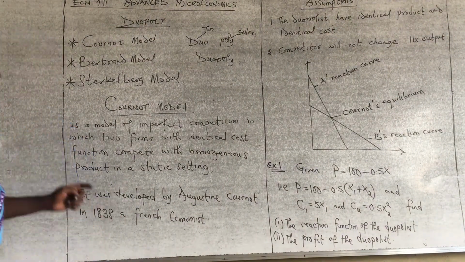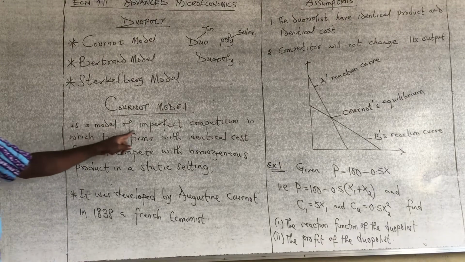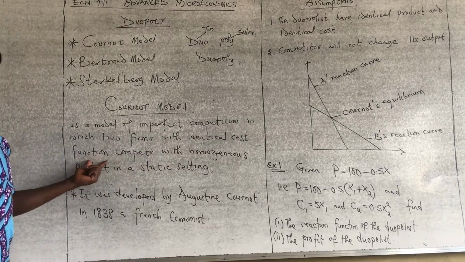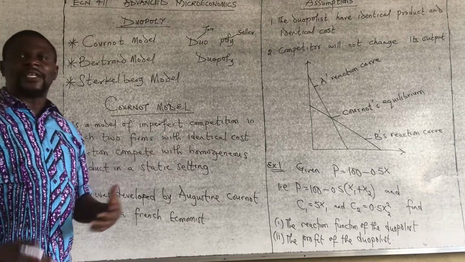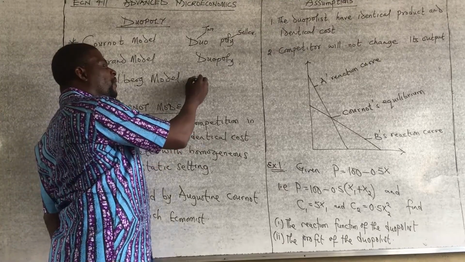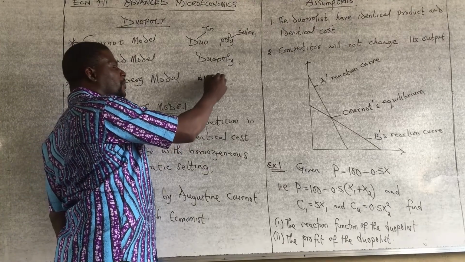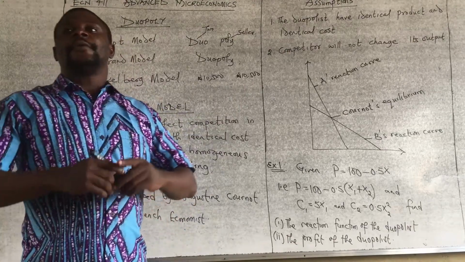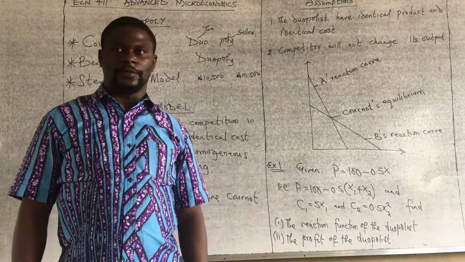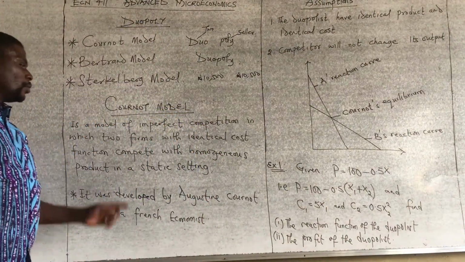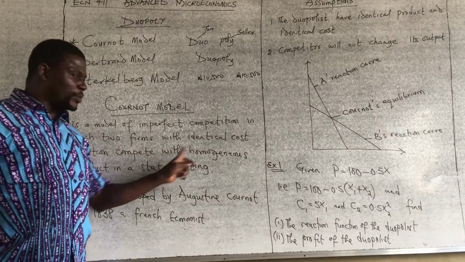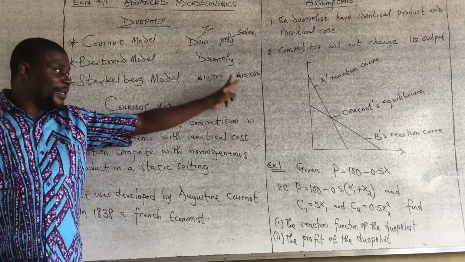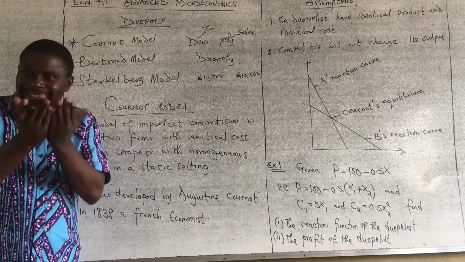And what's the model about? Look at it. The Cournot model is a model of imperfect competition in which two firms with identical cost functions compete. It's just like saying WAEC is selling its own form for 10,500, NECO is also selling its own form for 10,500, and you have millions of students that want to write O-level. So identical cost functions, and they compete with homogeneous products. If you write WAEC, it is O-level. If you write NECO, it's O-level. Is that not so? It's the same product.